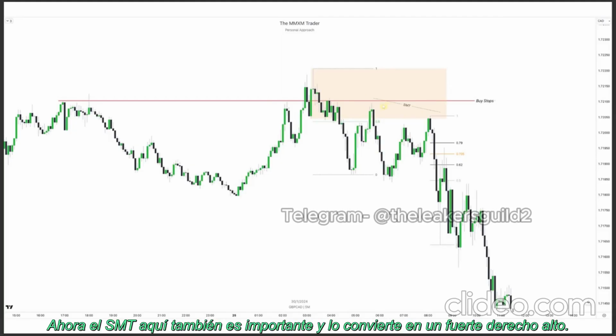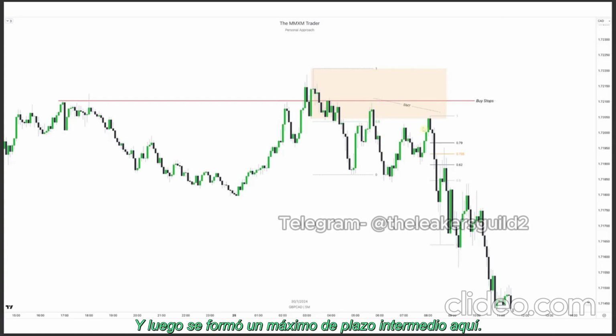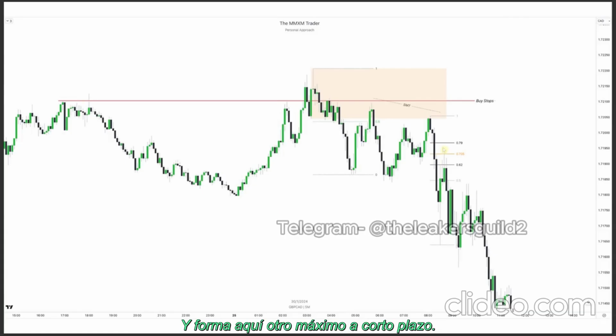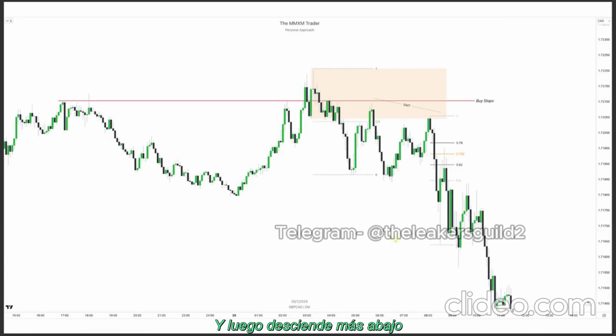Now the SMT over here, also important, makes this a strong high, right? Because look at the market structure. We've got a short-term high and then an intermediate-term high formed over here, as well as one over here, because price drops down lower and forms another short-term high here, back into OTE levels, right? Back into the retracement levels, and then declines down lower.